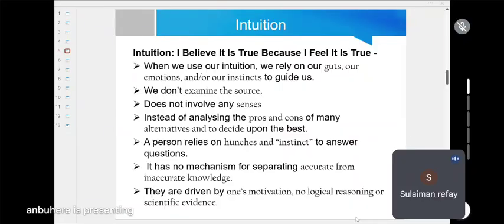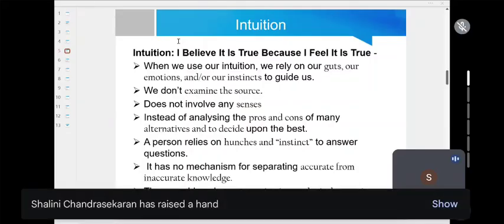Intuition might not be accurate. Intuition is inaccurate knowledge actually. It will be hunches, mainly if you see policemen, they do these hunches.